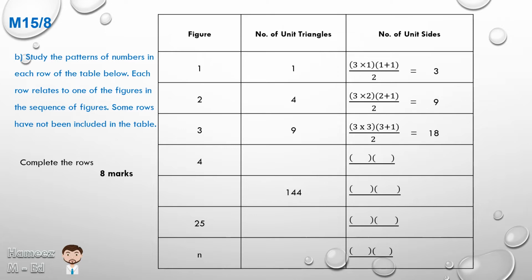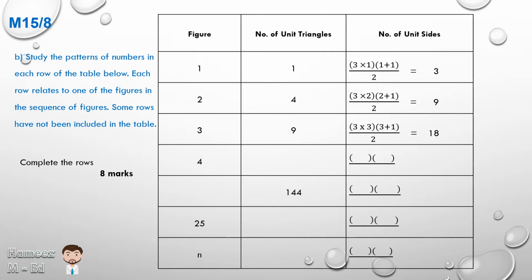So let's see if we can get a connection between the first column and the second. In figure 1, there was 1 unit triangle. In figure 2, there were 4 unit triangles that made up the shape. Figure 3, 9 unit triangles. So it seems that if we take the first column and we square it, we are going to get the second column. So 1 squared is 1, 2 squared, 2 2s are 4, 3 squared, 3 3s are 9.